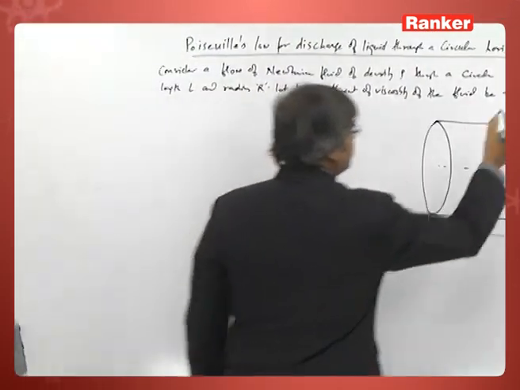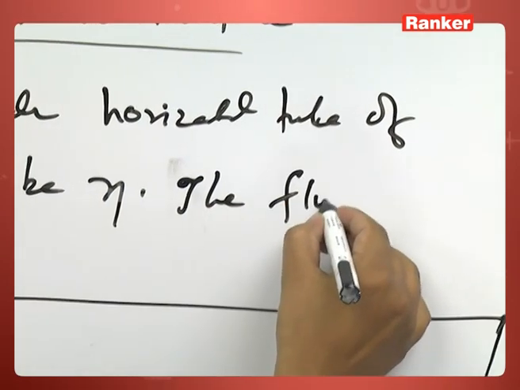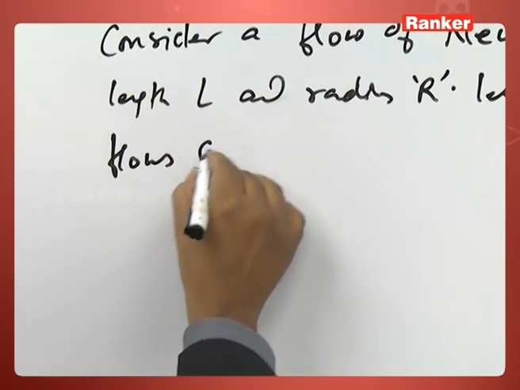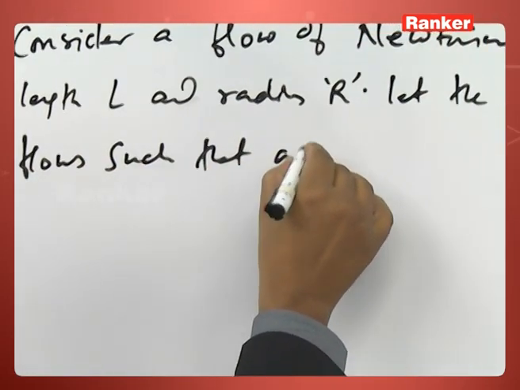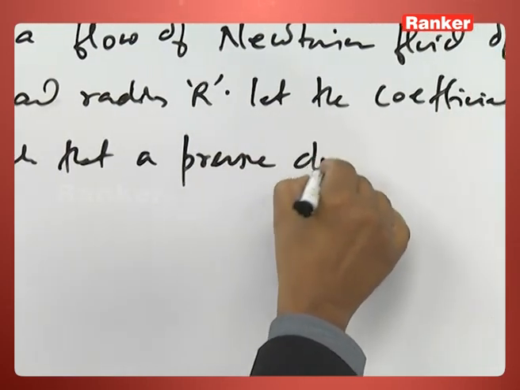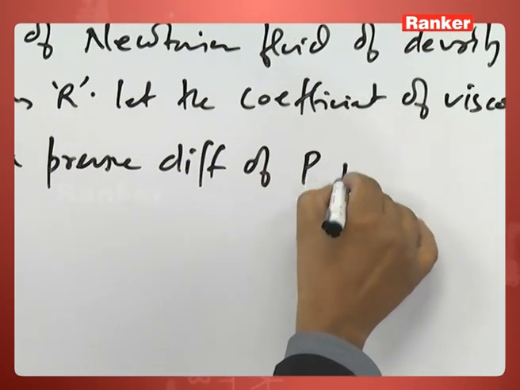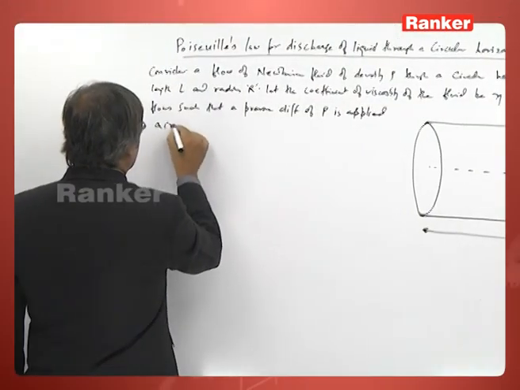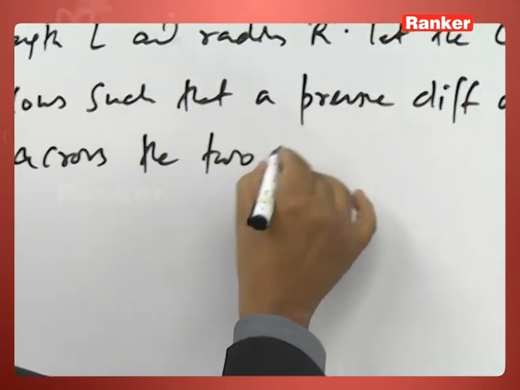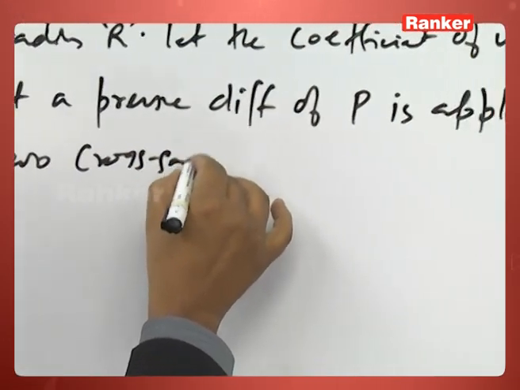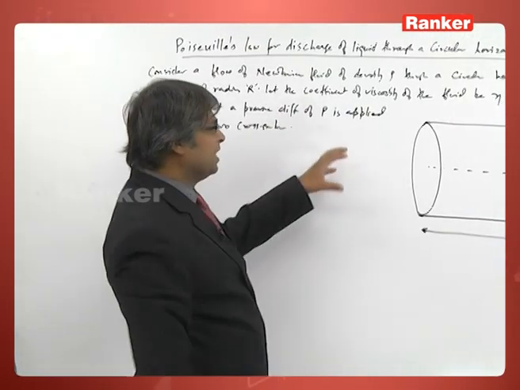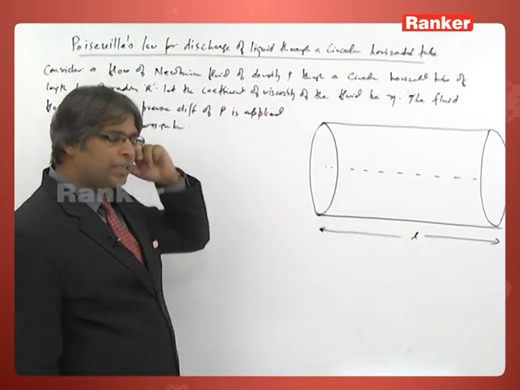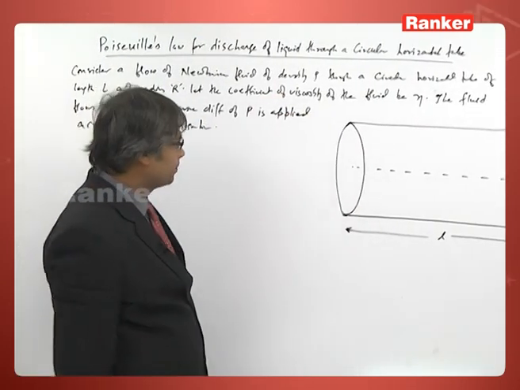The fluid flows such that a pressure difference of P is applied across the two cross sections. So we have to continuously apply pressure difference between here, because this is a Newtonian fluid and there is a viscous drag to it.